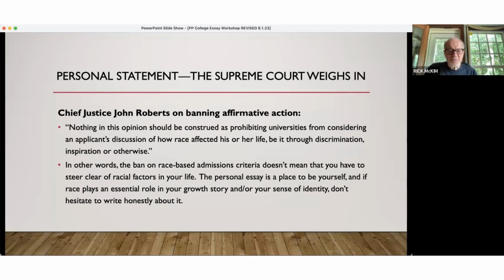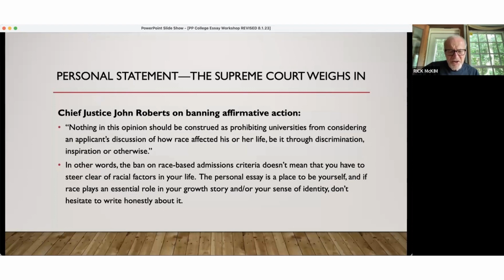And finally, the Supreme Court, as you know, has weighed in recently. John Roberts' majority opinion is worth quoting. This is the Supreme Court banning affirmative action as a basis for admission. Nothing in this opinion should be construed as prohibiting universities from considering an applicant's discussion of how race affected his or her life, be it through discrimination, inspiration, or otherwise.